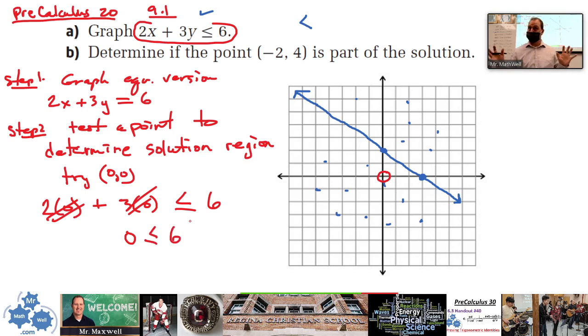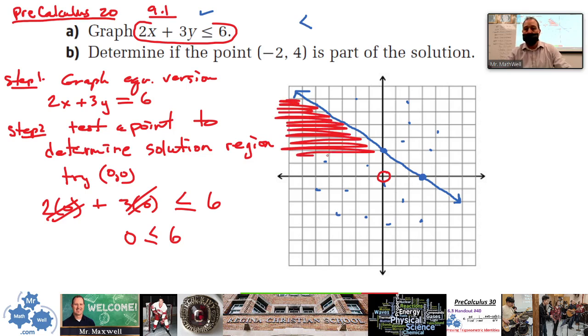So guess what? The point that we checked is in the solution region, and so are all of the other points that are in the same country, right? They're all in the solution region. So guess what? What you do now to identify the solution region is you now shade that side of the line.